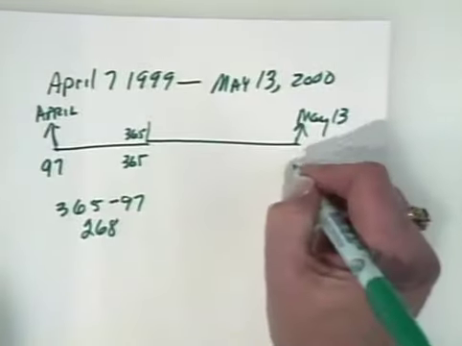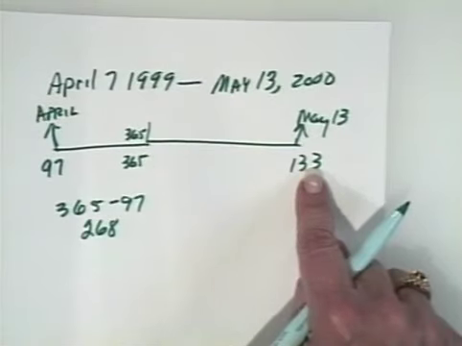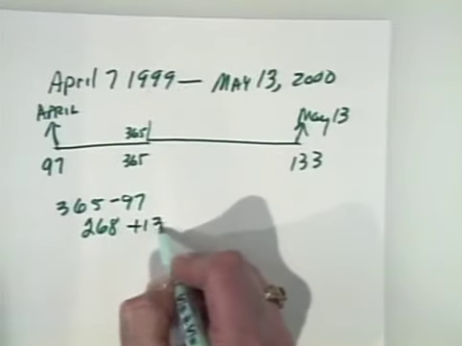133. And then you say to yourself, is it a leap year? Yes. It is a leap year. So what happened after the day February 28th? There was a day February 29th. So instead of this being 133 days, it's 134.